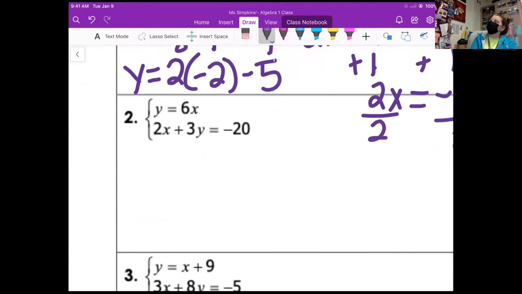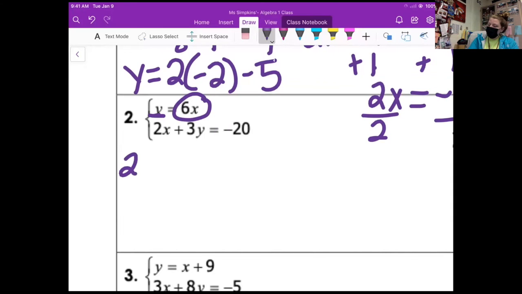Okay, so if we look at number 2, it says y equals 6x and 2x plus 3y equals -20. So we're going to graph at the end. Don't graph yet. We're just going to use graphing to check to see if we're right. So we know that our y's are all worth 6x. So that means in our second equation, wherever we see a y, we can replace it with 6x.